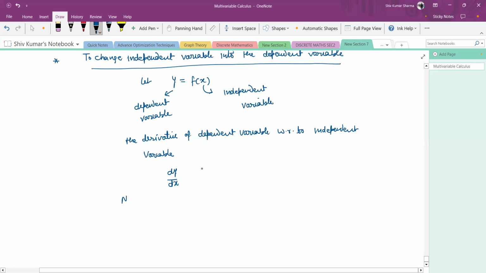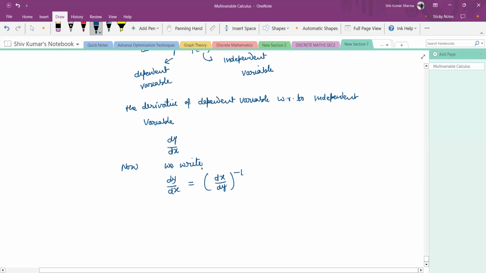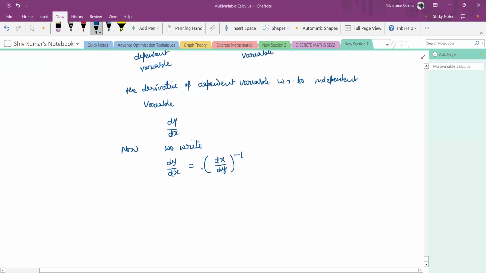Now we write dy upon dx is equal to, first thing, we take dx upon dy raised to the power -1. So we just change the independent variable into the form of the dependent variable. So we can write dy upon dx in the form of (dx upon dy) raised to the power -1.